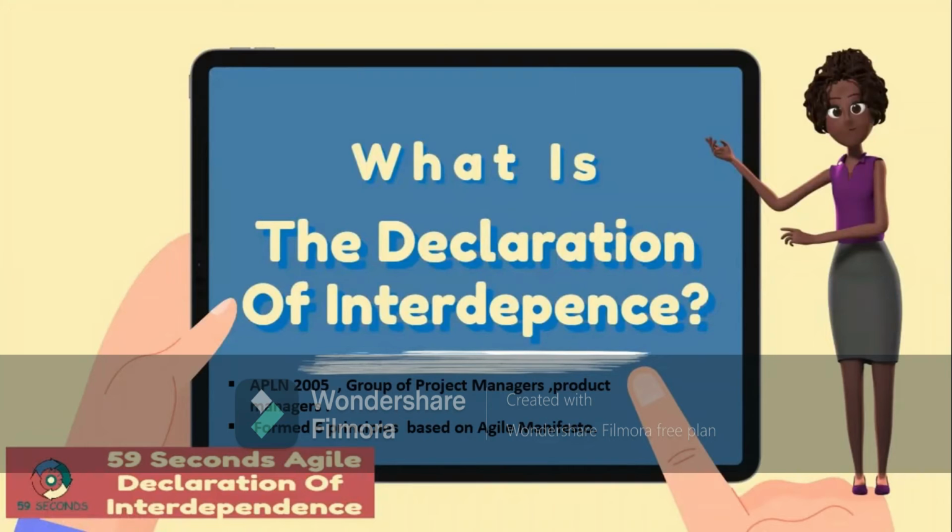Now, when we discussed the Ken Pethalek cluster, which met at the J. Roger Foster Hotel in the USA in 2001, they came up with what we call the Declaration of Interdependence, the DOI, and that's about the Agile Project Leadership Network. They formed a team called the APLN in 2005, a group of project managers and product managers, and they built up 6 important principles based on the Agile Manifesto.